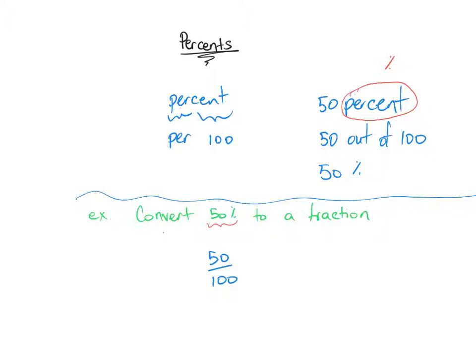Now in order to simplify it, we want to find a greatest common factor for the numerator and the denominator. The greatest common factor in this case is 50. So we divide both the numerator and the denominator by 50 to get this percent as a fraction in its most simplified form. We get 1 in the numerator and 2 in the denominator. So 50% is really a half. This is a very common percentage that comes up, but we can convert things that are less common. Let's take a look at an example.